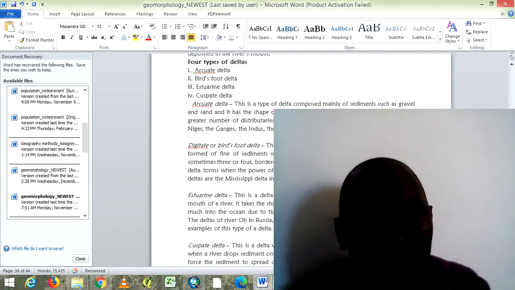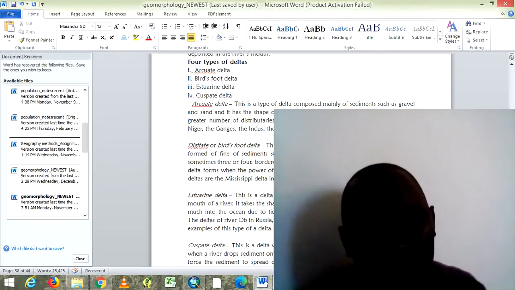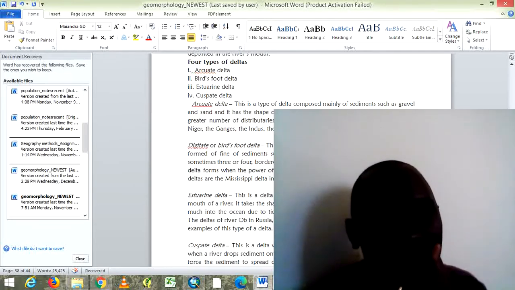An estuarine delta derives its name from the word estuary, and an estuary, we know, is a drowned river mouth. So this is formed by materials deposited in the submerged mouth of a river. An estuary appears like an extension of the sea into the river. When you come across a river with that kind of river mouth, that is an estuarine delta. An estuarine delta does not have vegetation like the bird's foot or the arcuate, but this one appears like a drowned river mouth, so that it appears the lake is extending into the river.